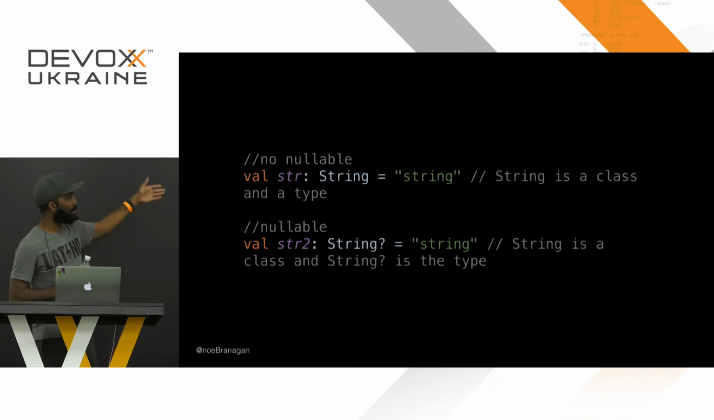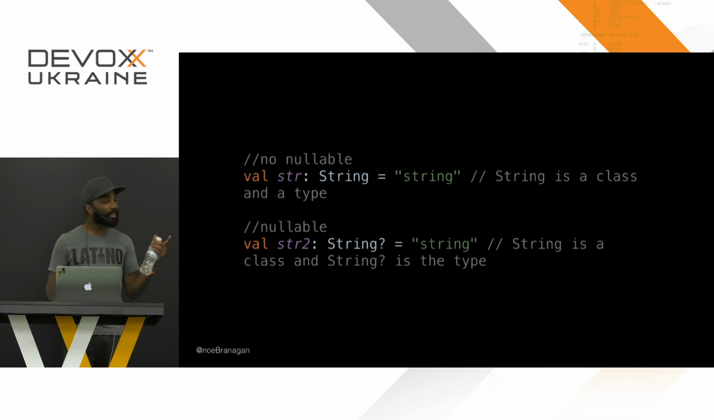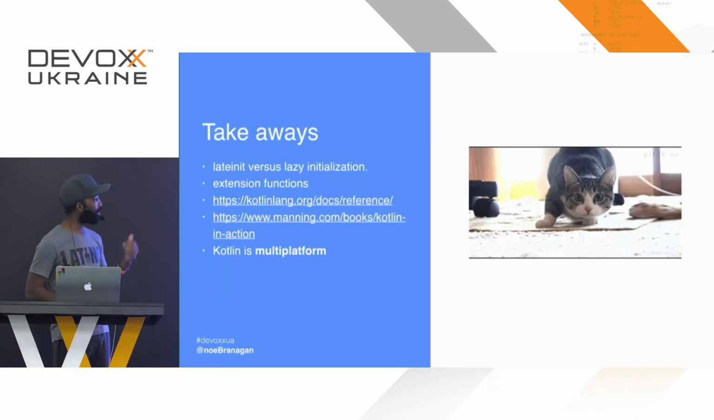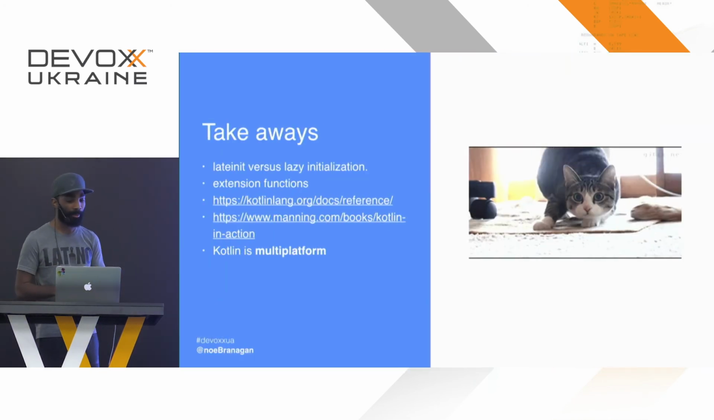For example, on the first one, we have a val string without the question mark. In this case, string is a class, but it's also a type. But in the other case, where we're using the question mark, the string with the question mark means that it's a type, string, which is something that is nullable. If we wanted to talk about just the nullability of Kotlin, we could spend the rest of the day, but it's something that is very powerful for the language.